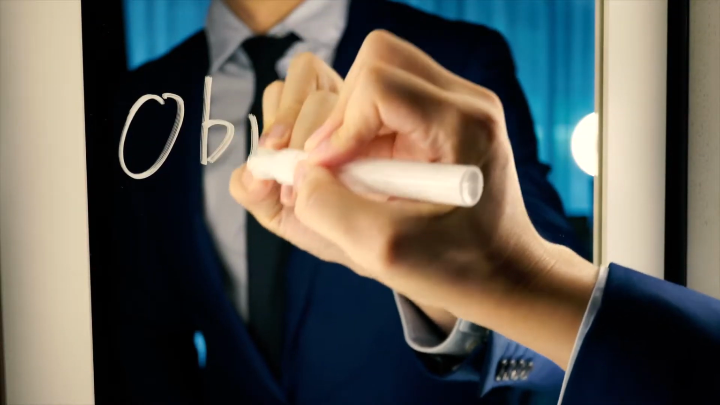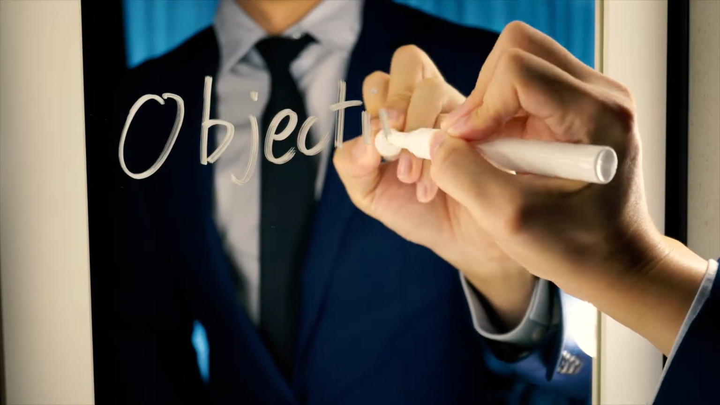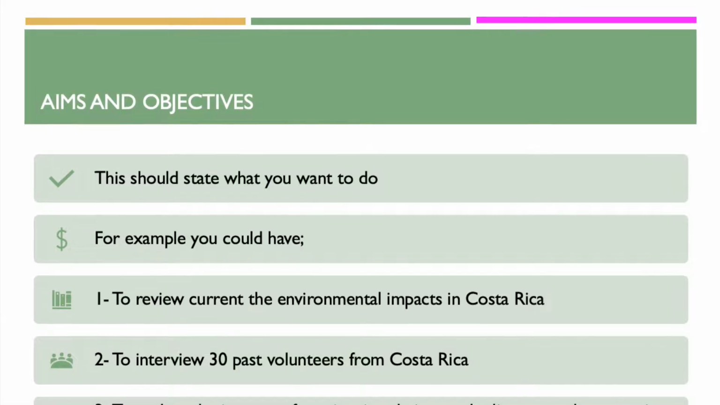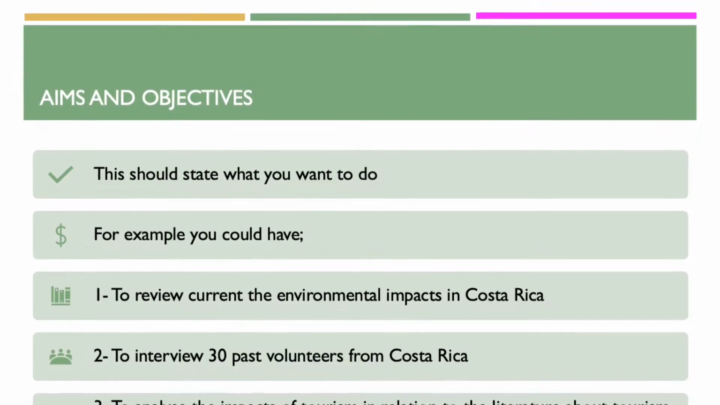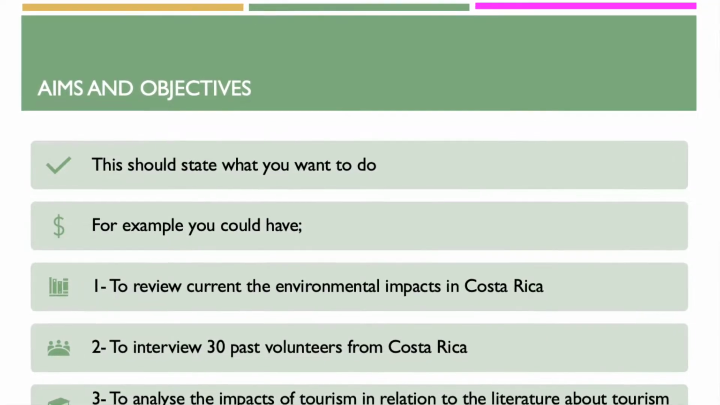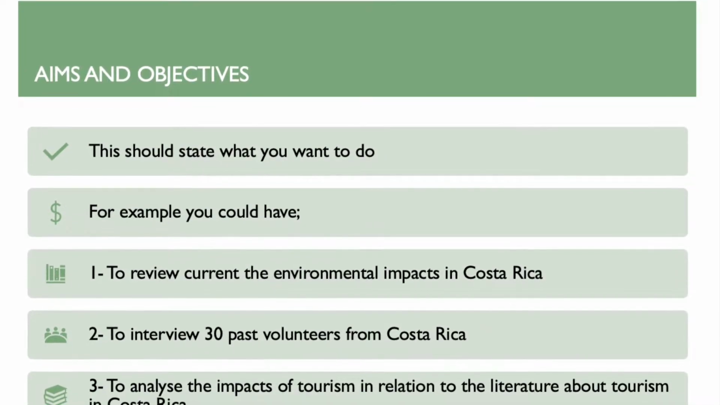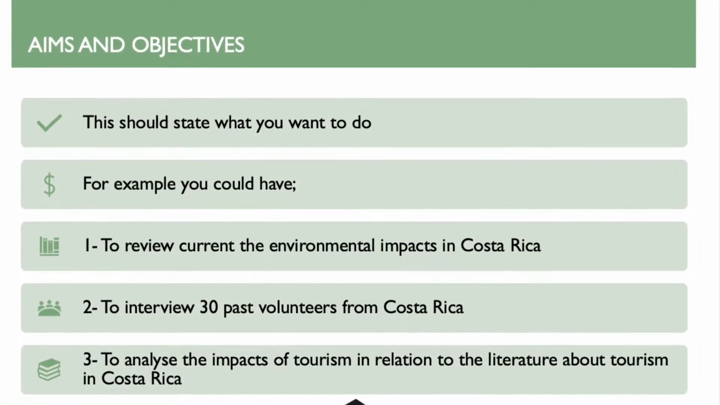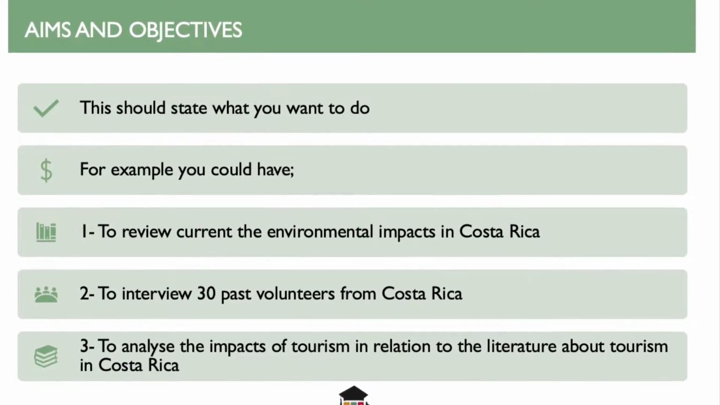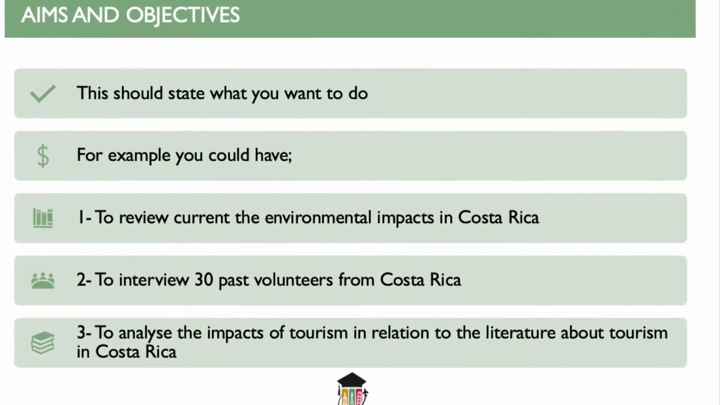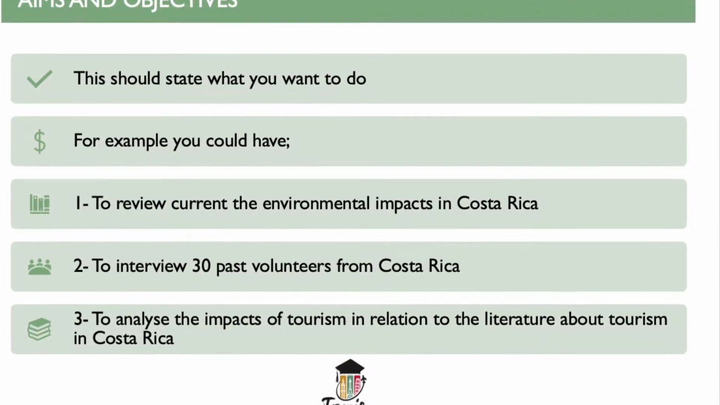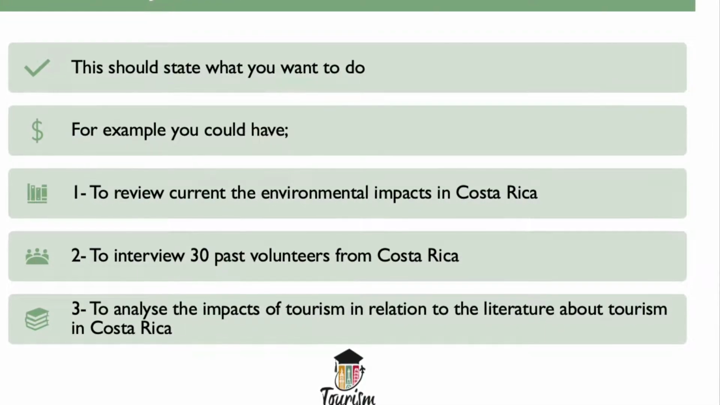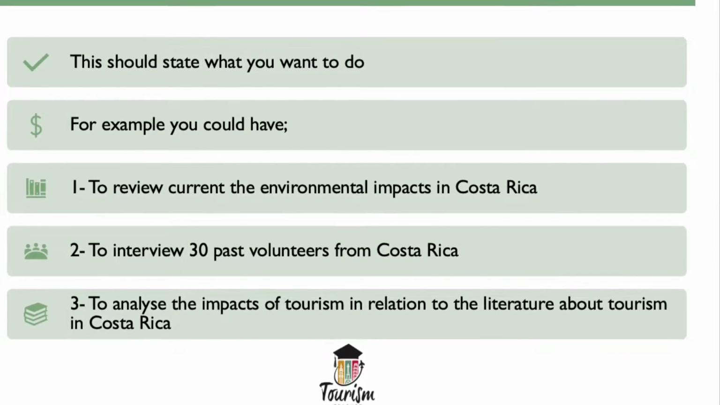After this, you will usually break it down a bit more into aims and objectives of your project. So be specific here. You could say, my first aim is to review the current literature on the environmental impacts in Costa Rica. Your second aim or objective could be, I will interview 30 tourists who have travelled to Costa Rica, or whatever is appropriate for you. Your third objective could be to analyse the impacts of tourism in relation to the current literature surrounding tourism in Costa Rica.